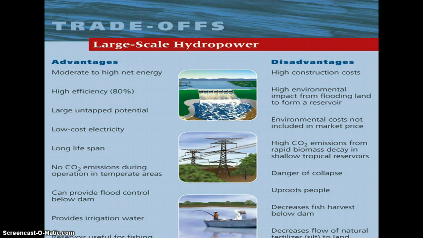Danger of collapse, uproots people, and obviously they're going to build this plant, so any surrounding areas or diversity is going to be lost of species. So that's about it. Any questions on that?